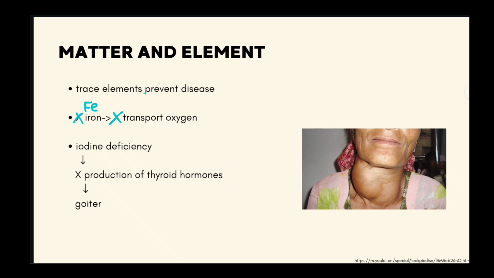Another example is iodine deficiency. If the body doesn't produce thyroid hormones, which are hormones from our neck, it might lead to goiter. This is an example of a goiter. Goiter is a swollen neck.